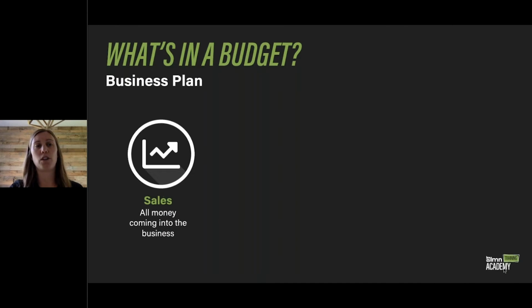So what's in a budget? So as I mentioned, this is going to be our business plan for the upcoming year. And first, we're going to forecast all of our sales. So that's going to be all of the money coming into the business. And I'll show you how to split that up by each division so that it's easier to read and copy your budget as you move year to year.